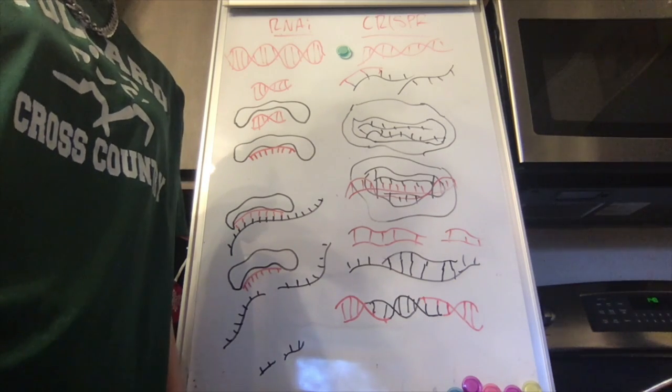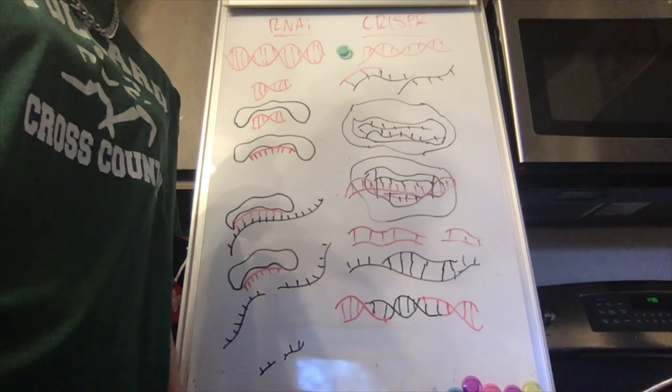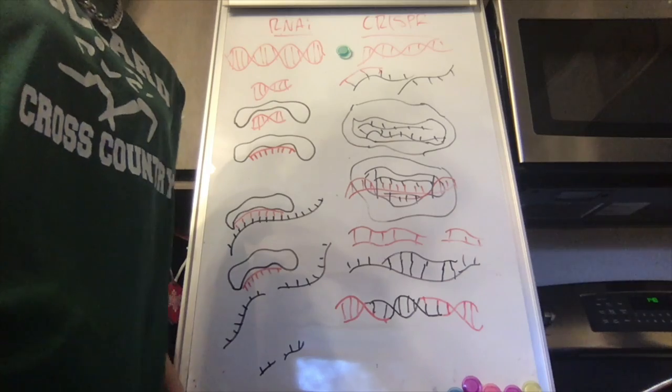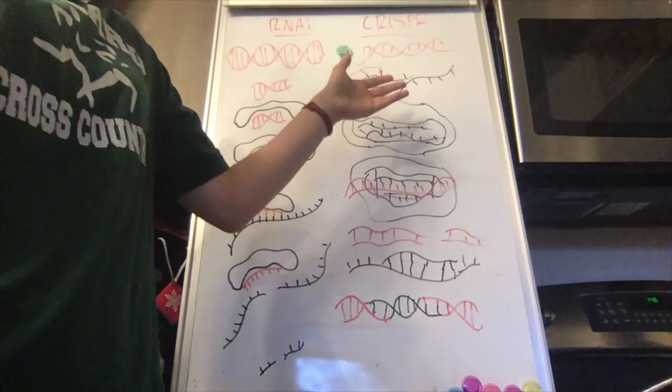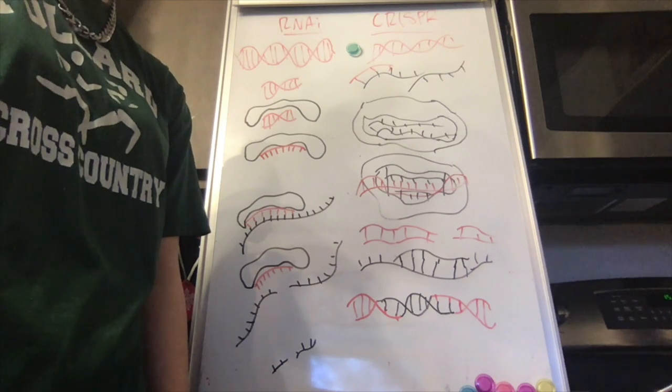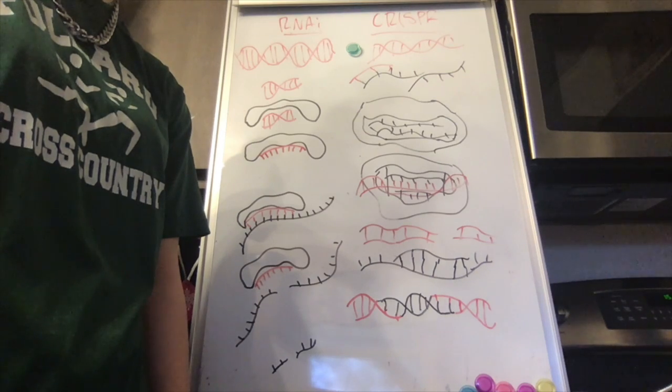Well, there are two ways to silence your gene by limiting or completely eliminating its expression. Two powerful ways to do this are through RNA interference and CRISPR. RNA interference occurs naturally in eukaryotic cells and serves as a mechanism to limit the invasion of foreign genes and control the expression of the cell's own genes.